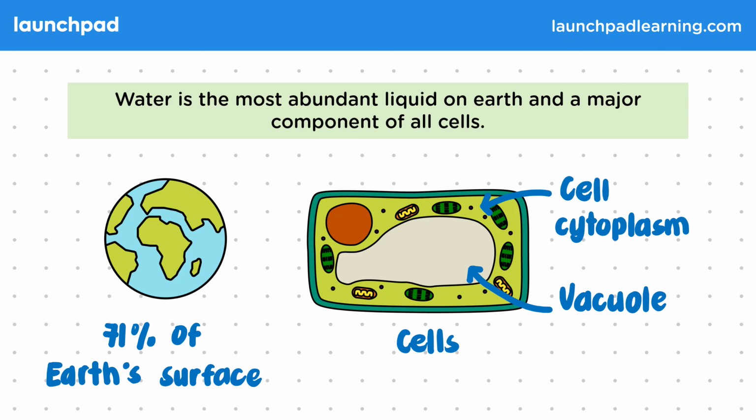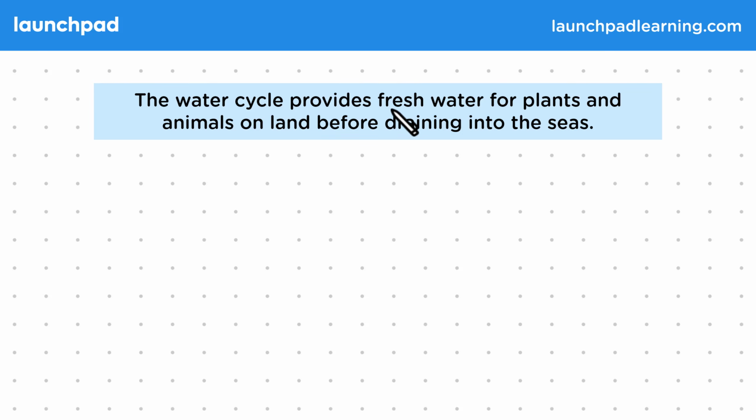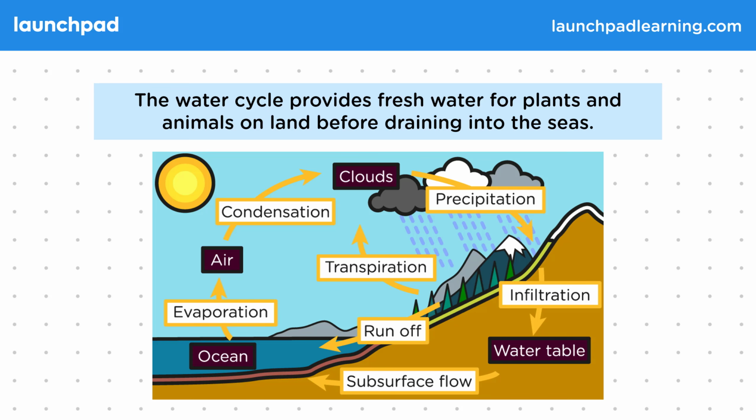So how is the fresh water needed for life related to the water in the seas? The water cycle provides fresh water for plants and animals on land before draining into the seas. This diagram shows an overview of the water cycle. This fresh water comes from precipitation and is used by plants and animals on land. For the exam, you need to explain these processes.